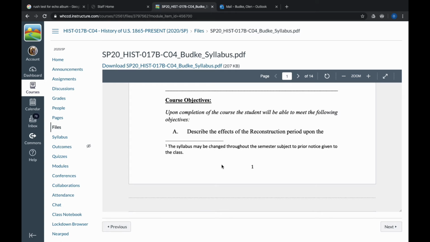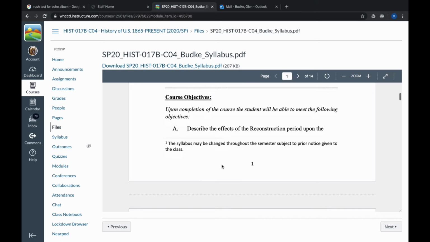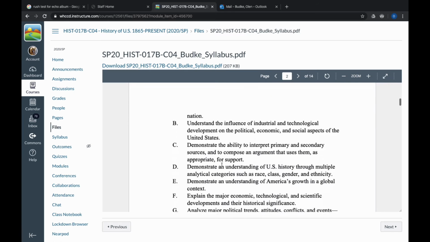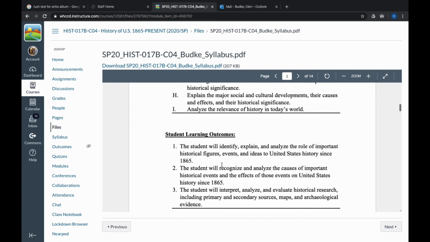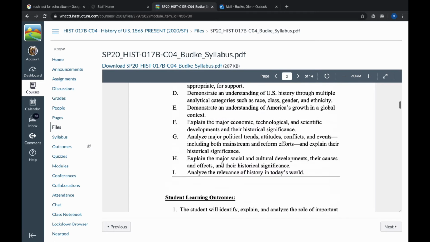Now, I'm going to go through these course objectives and the student learning outcomes because they're important to know, because these are the goals that the college has set forth for us to fulfill. The course objectives are things that we want to accomplish throughout this semester. The student learning outcomes are what we will have demonstrated competency in by the end of this semester.